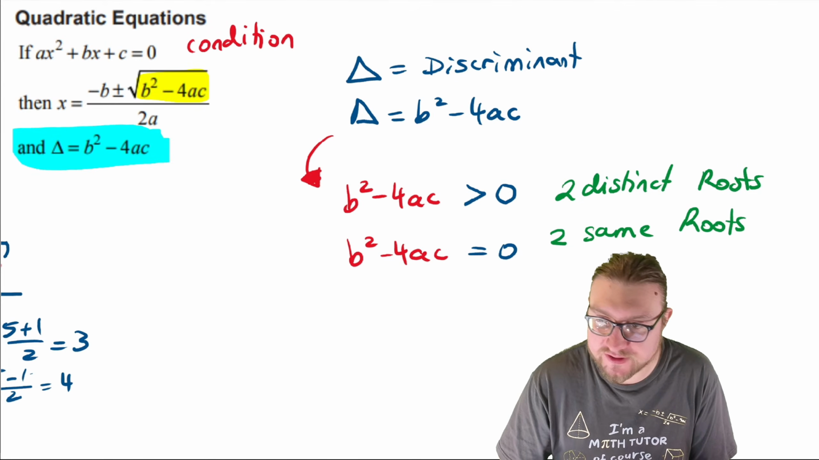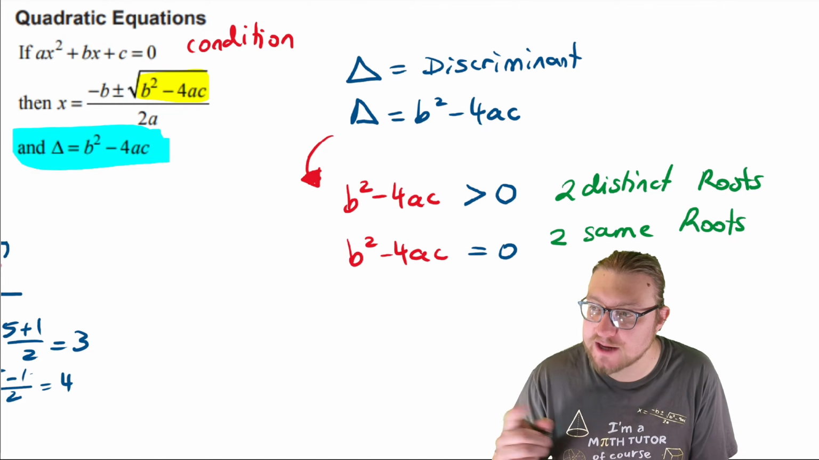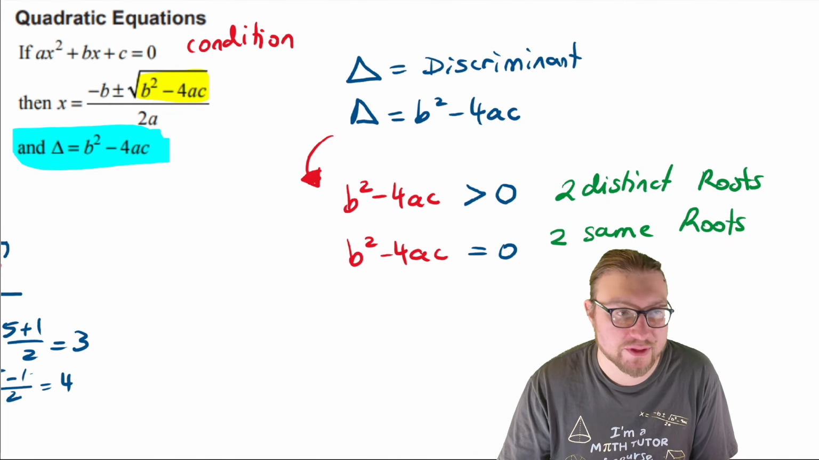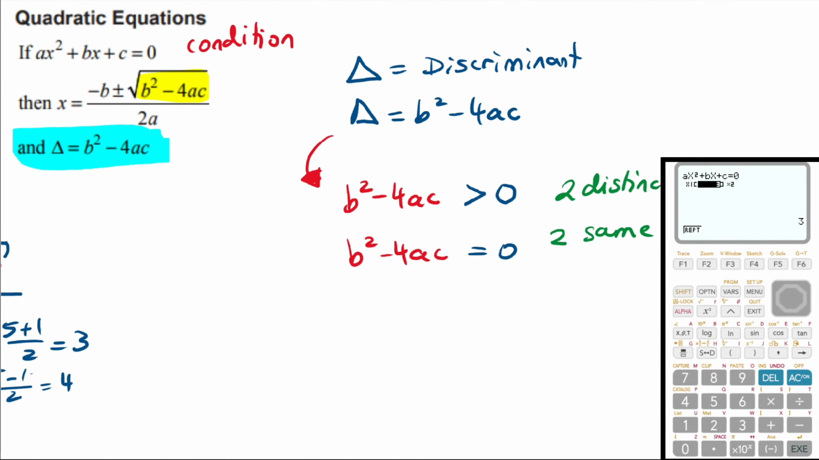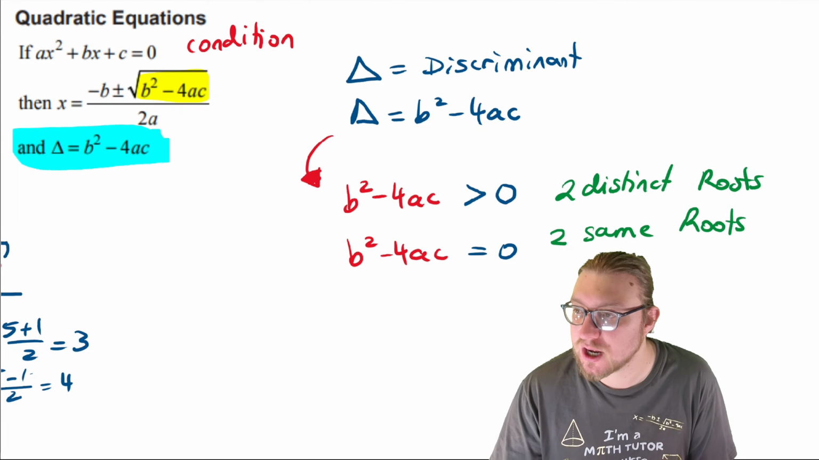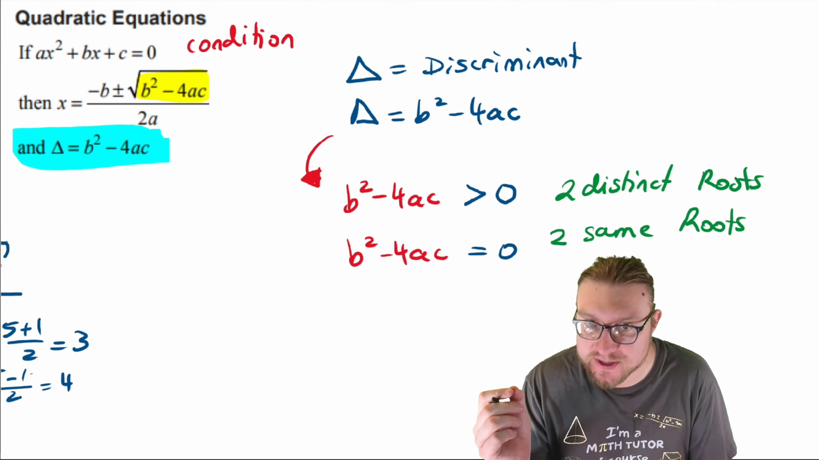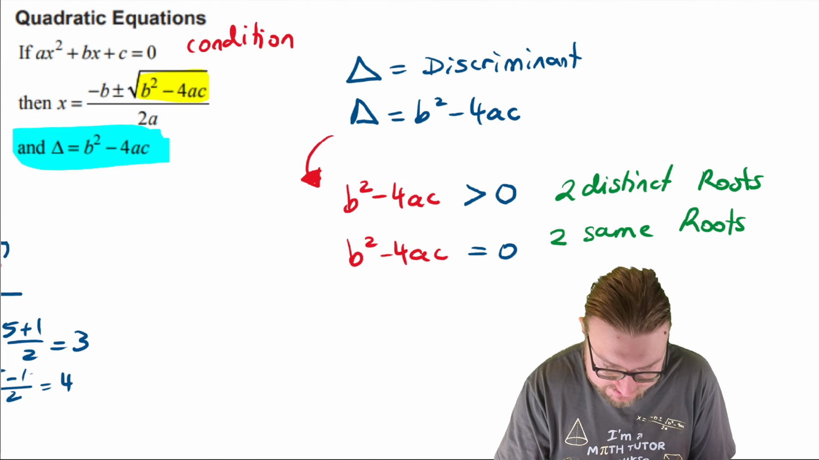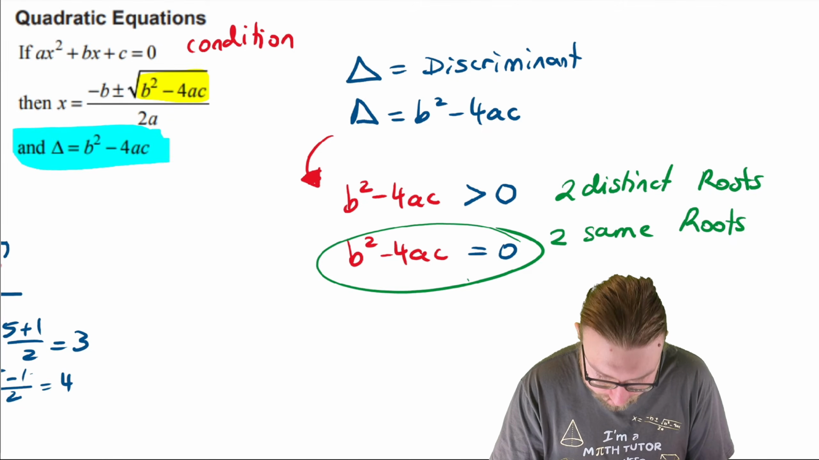So here we have x is 3 and x is 3, like we saw in the last example on the calculator. I can quickly blend that in again. You can see here we had x is equal to 3 times 2. That means we have a repeated root. We have x is equal to 3 twice. And this is because the discriminant for that question is 0.